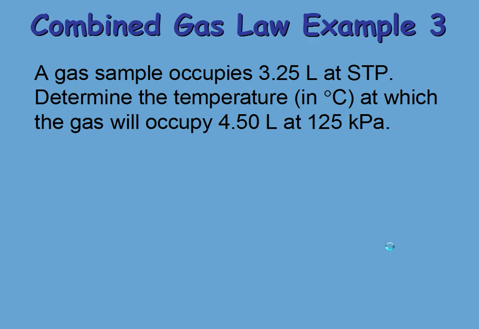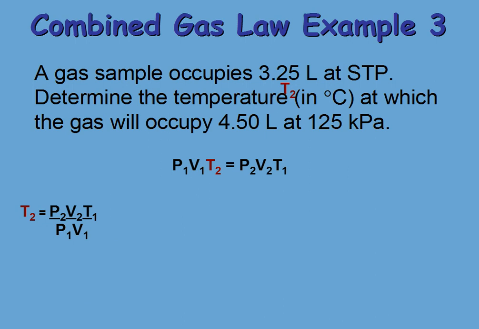My final example is using that STP again to help us come up with a couple of the quantities associated with that sample. Our sample has 3.25 liters at STP, and we want to find the temperature at which the gas will occupy 4.50 liters at 125 kPa. Because this is the second temperature listed, looking at my combined gas law, I would label this one as my T2. So to get T2 by itself, I would need to bring P1 and V1 over to the denominator, so that T2 would equal P2 times V2 times T1, all divided by P1 and V1.